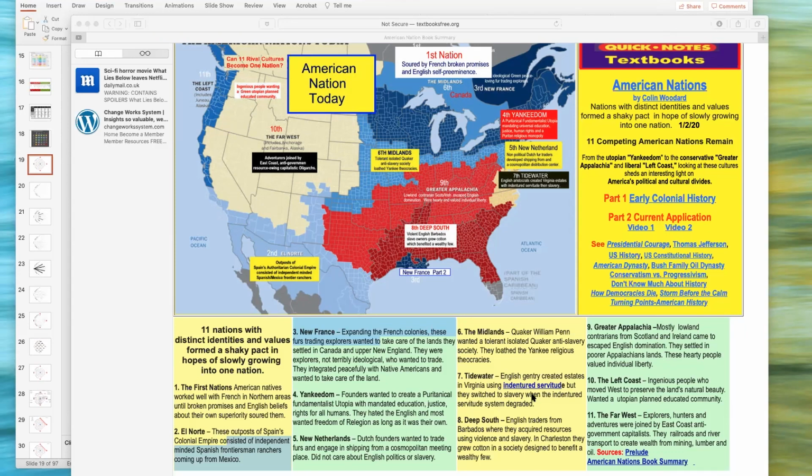Well, yeah, I think indentured servitude stopped being profitable. It's plain and simple, dollars and cents. Indentured servitude stopped being as profitable.